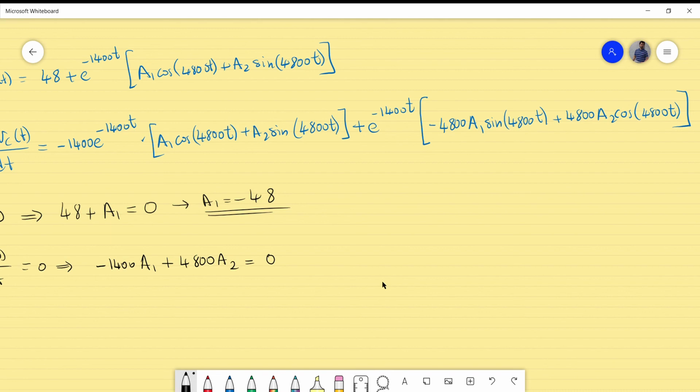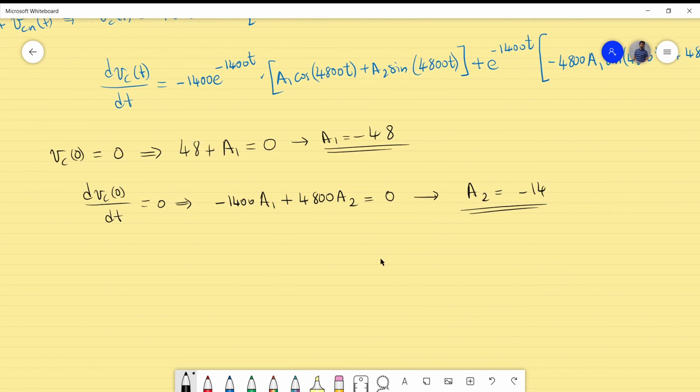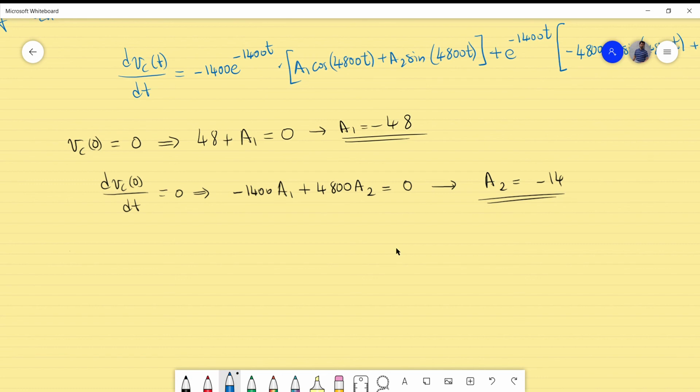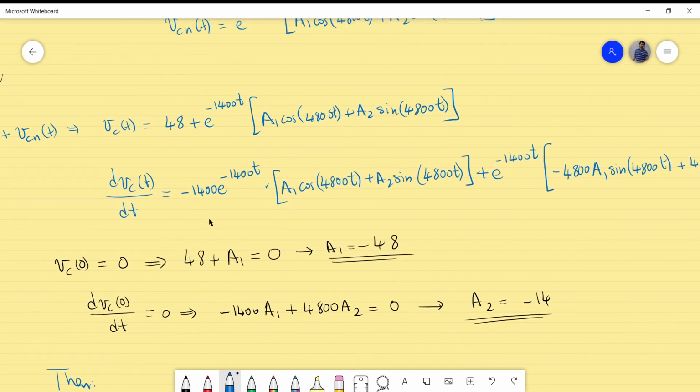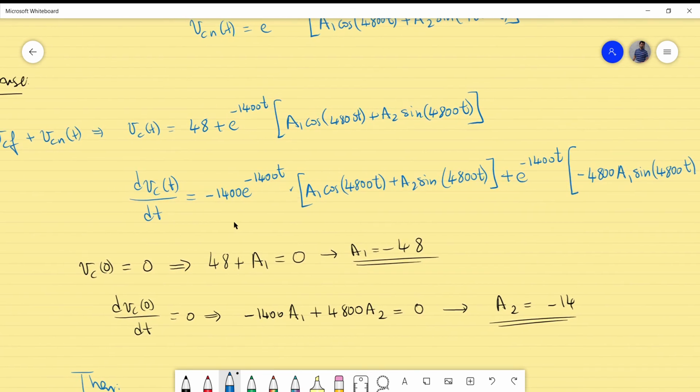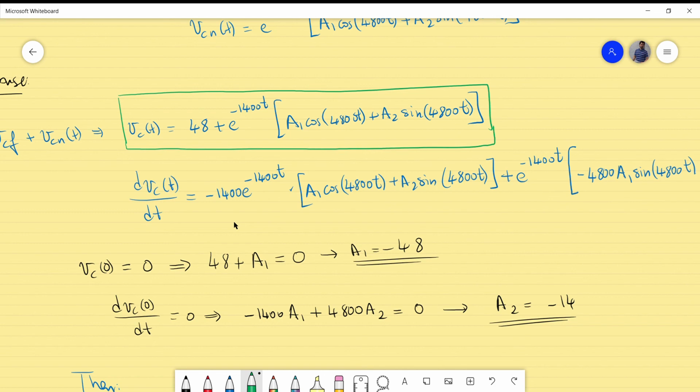If I evaluate this, and using a1 equal to minus 48, I will have calculated a2 is minus 14. You can do the math, it's not really difficult. And then in the final form, I will have this. Of course, I would like to determine this expression. This is what I need, so I will give it in green. This is what I'm looking for. I work toward this expression. I would like to know a1 and a2, and I have now determined both of them.